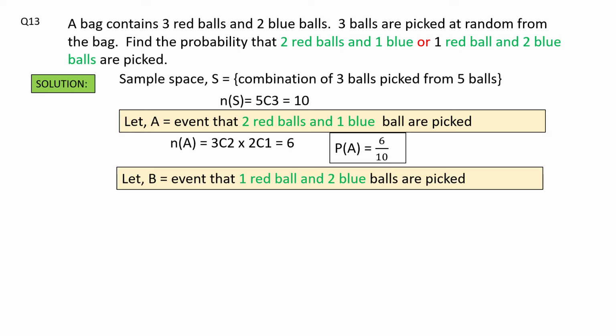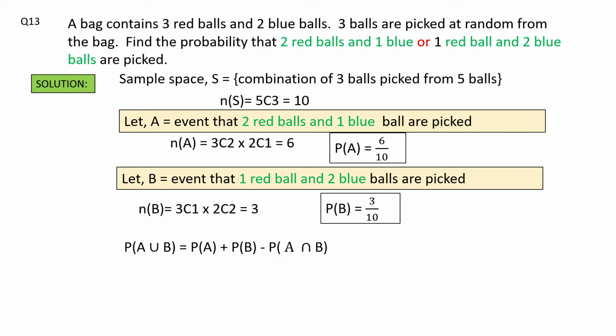Next, let B be the event that 1 red ball and 2 blue balls are picked. So again calculate using the combination concept. The number of event B equals 3C1, 3 red balls choose 1, and therefore you times 2C2, we have 2 blue balls, choose 2, equals 3. Calculate the probability of event B. So the probability of event B equals 3 over 10.